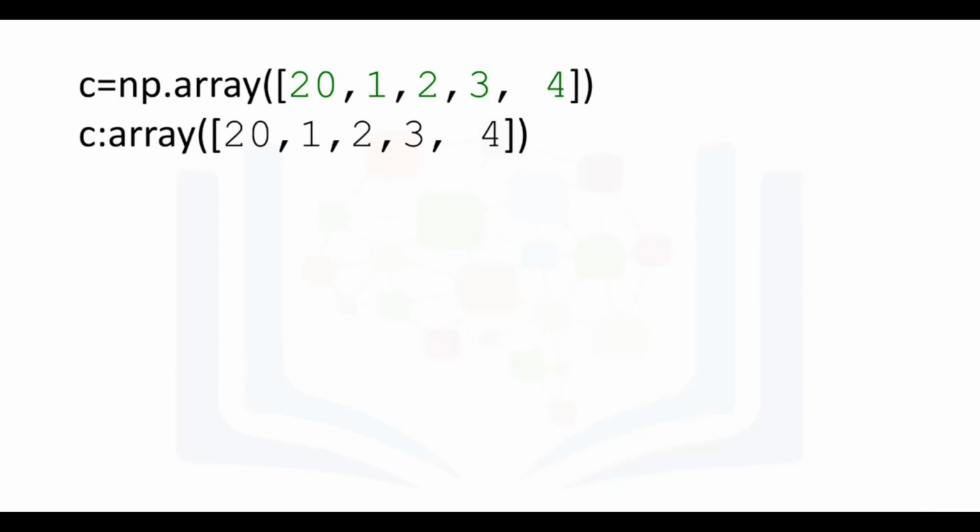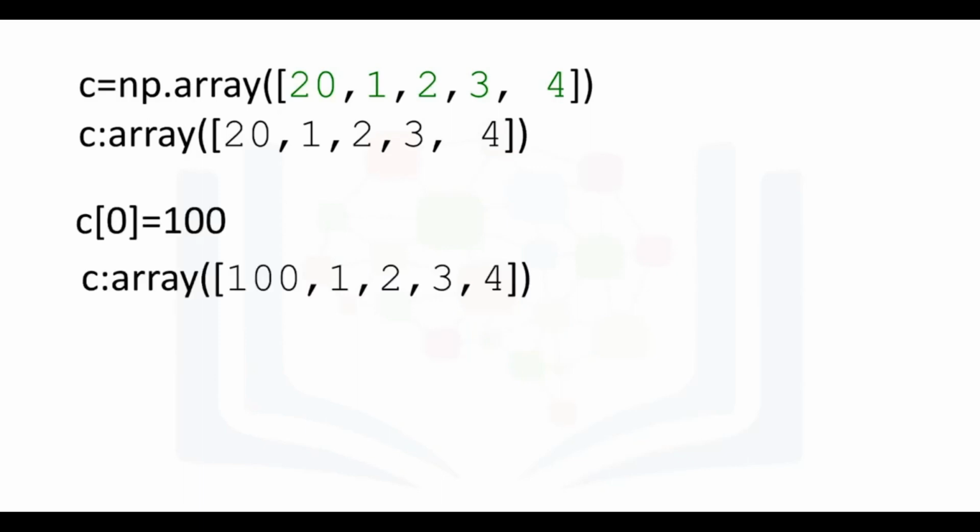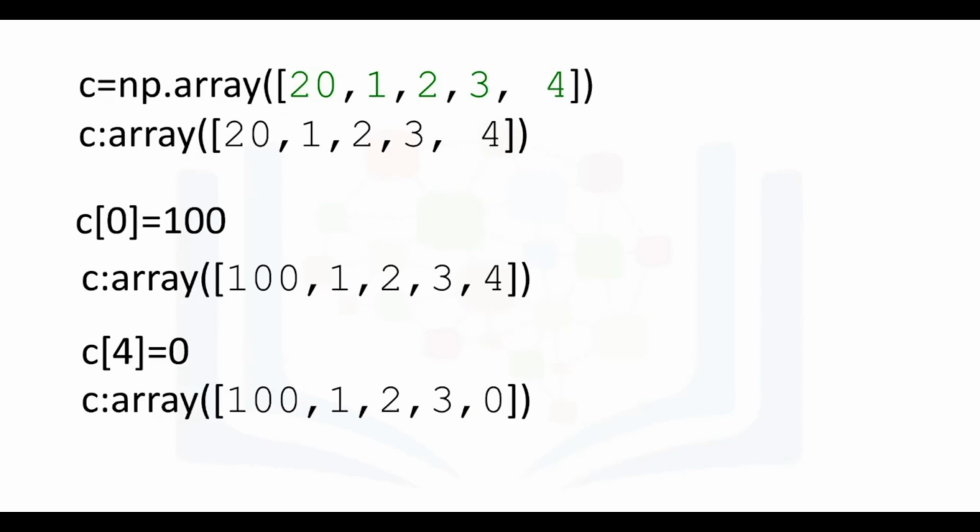Let's review some indexing and slicing methods. We can change the first element of the array to 100 as follows. The array's first value is now 100. We can change the 5th element of the array as follows. The 5th element is now 0. Like lists and tuples, we can slice a NumPy array.